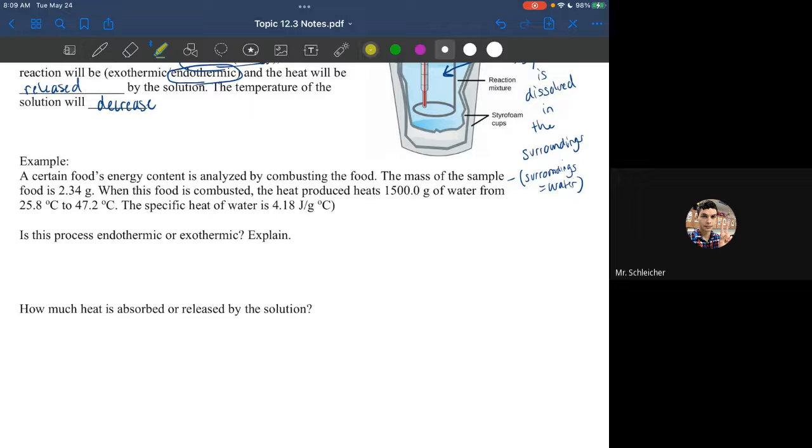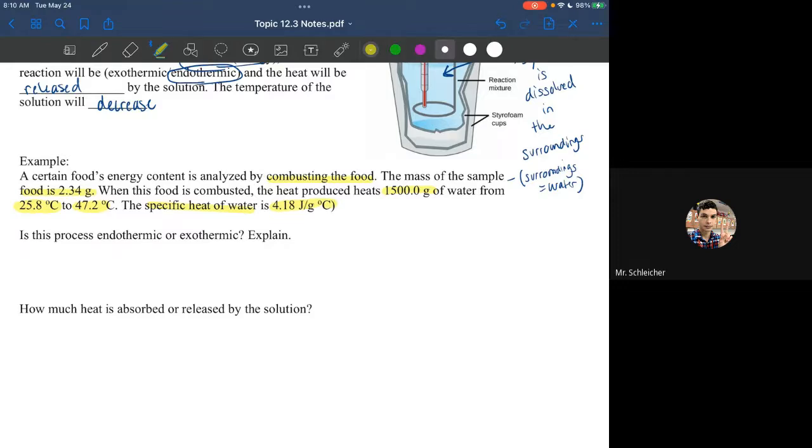A certain food's energy content is analyzed by combusting the food. The mass of the sample of food is 2.34 grams. When this food is combusted, the heat produced heats 1,500 grams of water from 25.8 degrees Celsius to 47.2 degrees Celsius. The specific heat of water is 4.18 joules per gram degree Celsius.